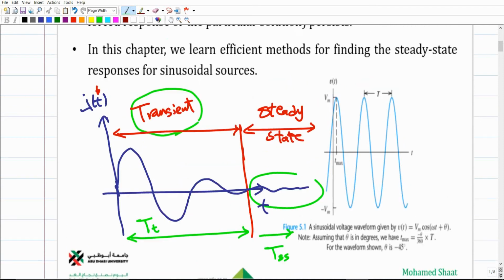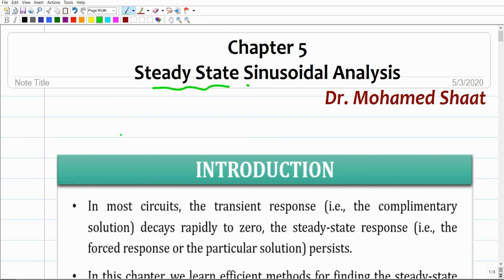So why should we study a new chapter and focus more on the steady state? This indicates that to do steady state analysis for the electrical circuit, we can come up with simpler methods that better suit the analysis of the steady state behavior of the current or the electrical circuit in the steady state region. And this is what we're going to focus on.